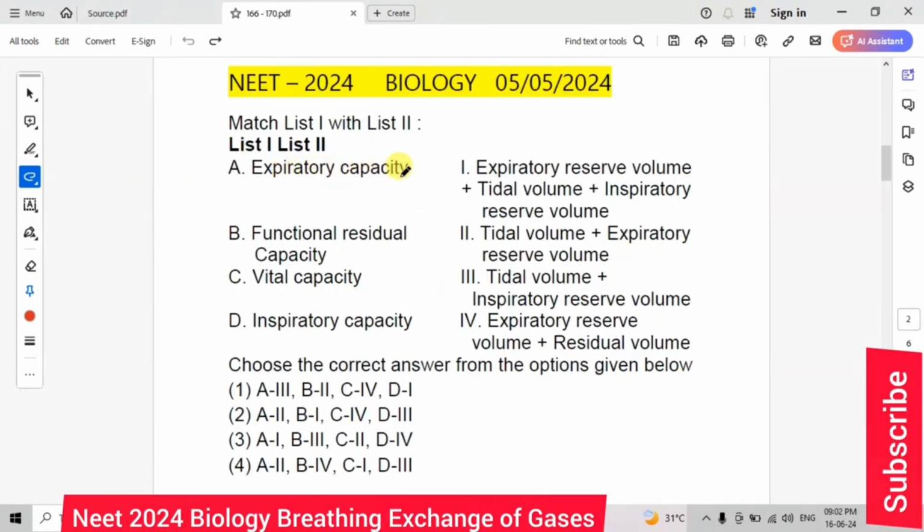Expiratory capacity, and it is 2, tidal volume plus expiratory reserve volume. Next, functional residual capacity, it is 4, expiratory reserve volume plus residual volume, ERV plus RV. Next, vital capacity, it is 1, ERV, expiratory reserve volume, plus tidal volume plus IRV, inspiratory reserve volume. Next, inspiratory capacity, it is 3, TV, tidal volume, plus IRV, inspiratory reserve volume. So the answer is option 4, 2413.